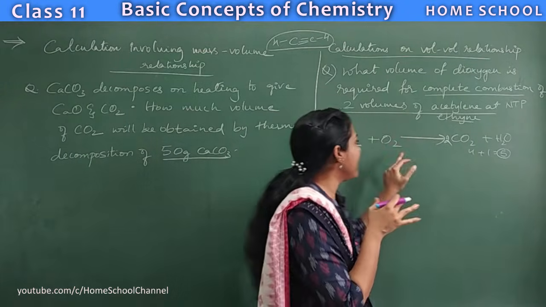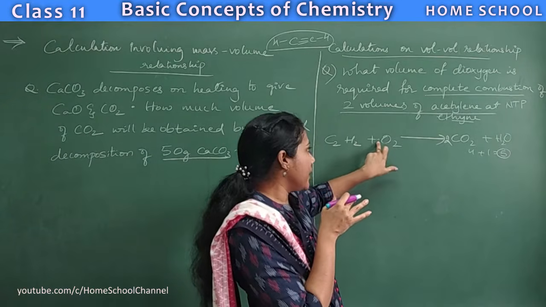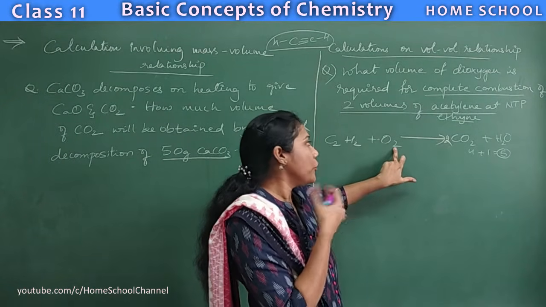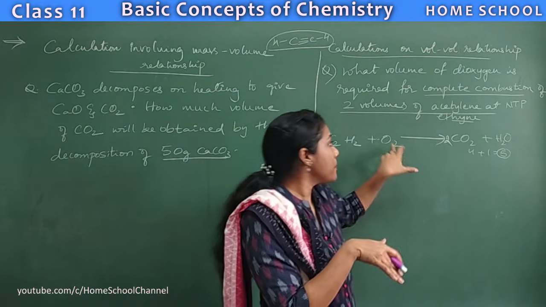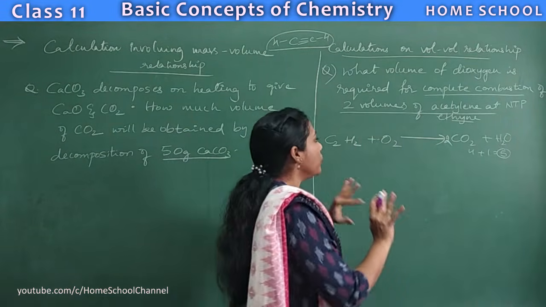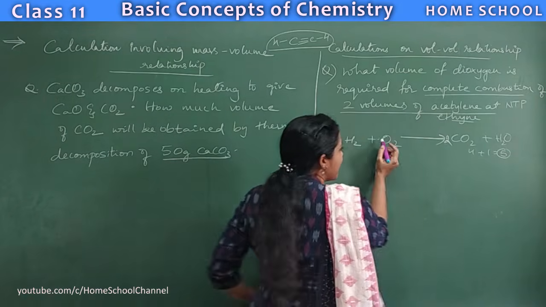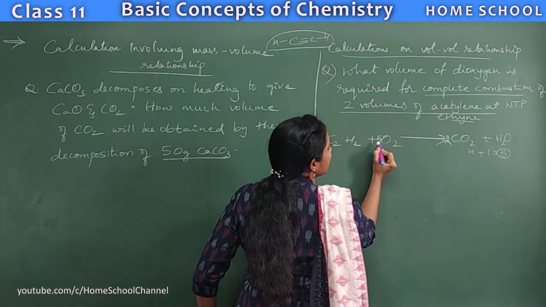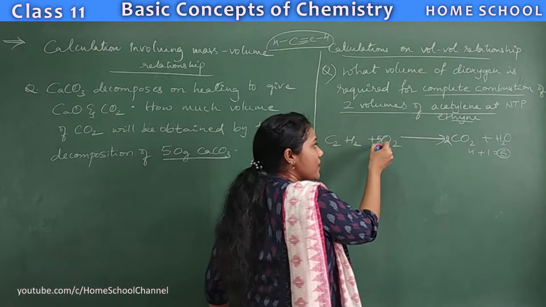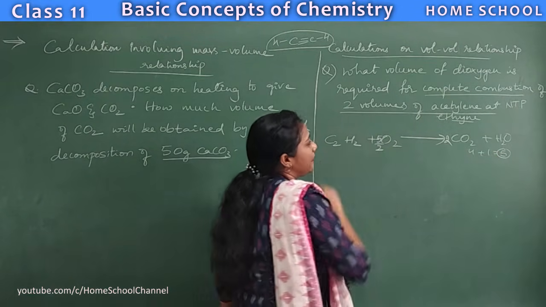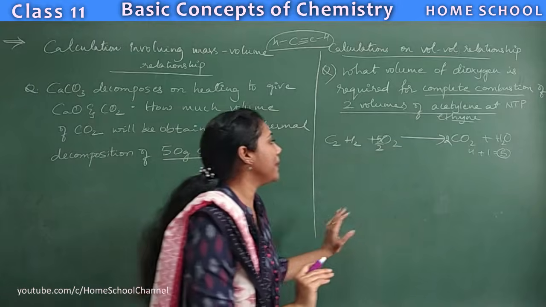So it's an odd number, right? You can't put 2 here. If you put 2 here, 2 into 2, 4 it becomes. If you put 3 here, 3 into 2, 6 it becomes. But you want 5. Then what you can do is, simple way of balancing, you put a fraction initially. 5 oxygens are there this side. You want 5 oxygens this side? No. So put 5 by 2. Okay, put 5 by 2.